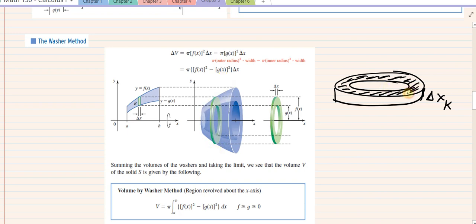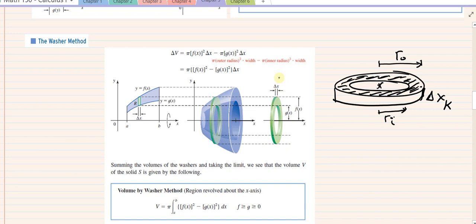Now, how do I get the actual radius here? Well, we're going to have an outside radius, and then we're going to have an inside radius. True? The outside radius is given by the outside function. And the inside radius is given by the inside function. All right, and in this case, f is the outside, g is the inside function. And again, you can see as you revolve this region about the x-axis, the kind of solid we're going to get. So keep in mind, you use washers for solids that have holes in them.